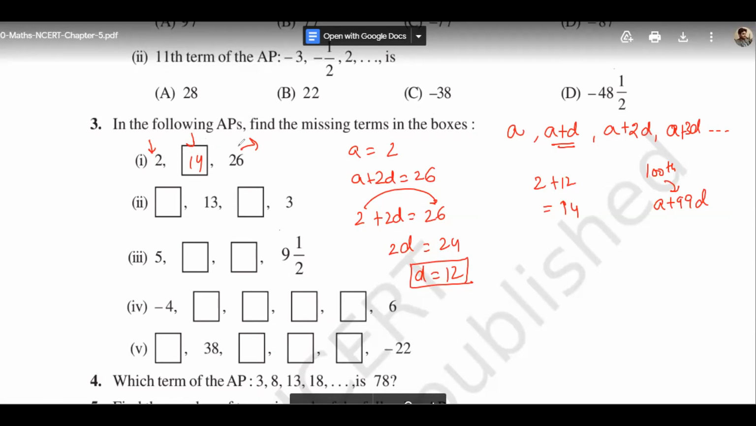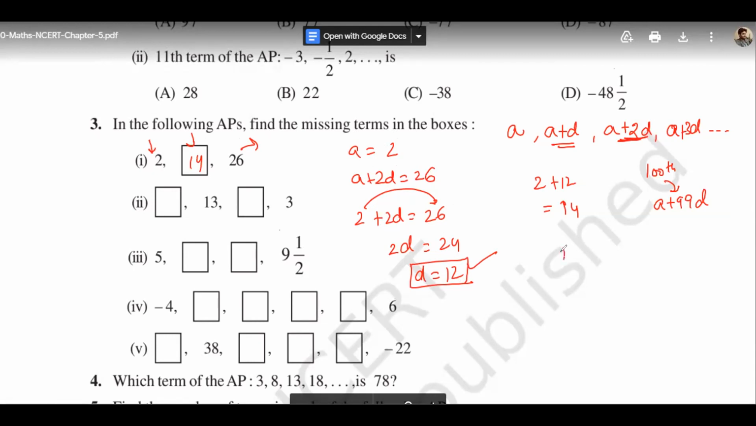So this third term is given to you, and the third term is A plus 2D. So we equate that A plus 2D is equal to 26, and A, the first term, is 2. Then put that value of A in this place. So you will get 2 plus 2D is equal to 26. Then this 2 goes to the other side and gets subtracted, and we get 2D is equal to 24, and D is equal to 12 here.